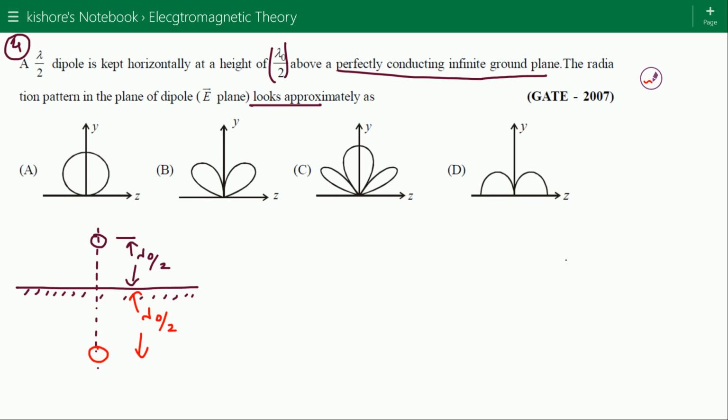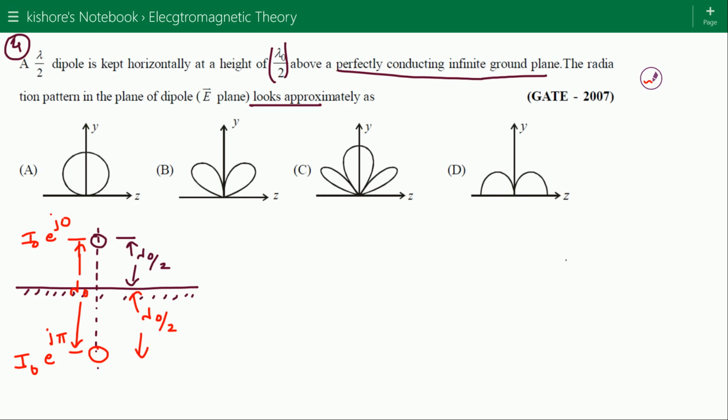Now if both the antennas are fed with current of equal amplitude, for first antenna current is I0 e to the power j 0, then for second antenna the amplitude of current will be same but the direction will be opposite. So phase is minus pi, and total distance between the two antennas, actual antenna and the image, is lambda naught.